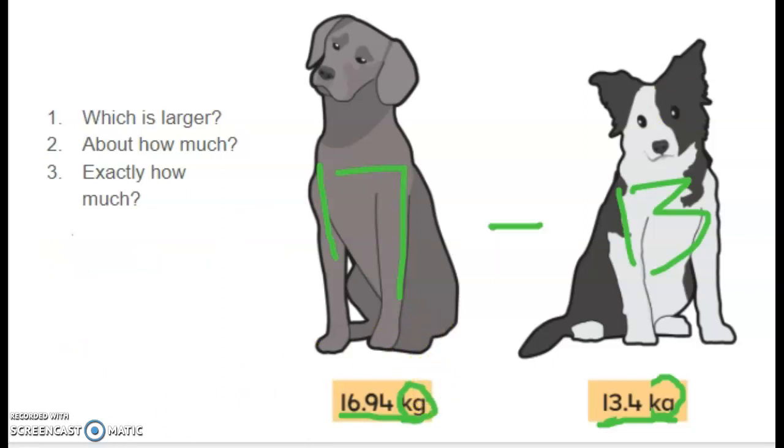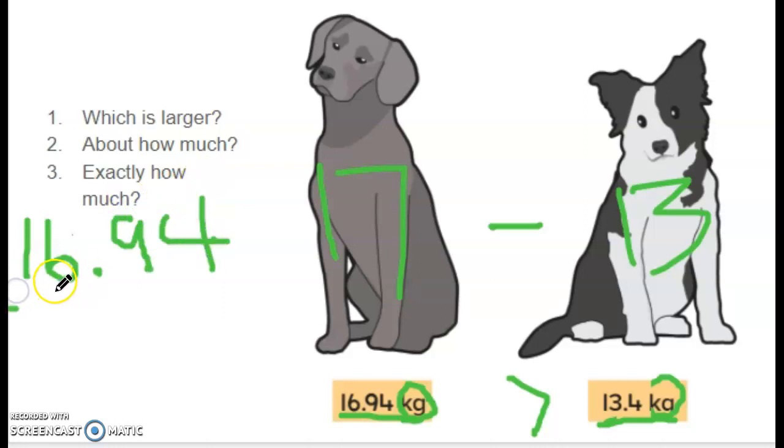So remember, yesterday, when we added and subtracted numbers, the first thing we did was we lined up the place values by writing the larger one on top. So I'm going to do the exact same thing for subtraction. My larger one is going to be 16 and 94 hundredths, which is larger than 13 and 4 tenths. I'm going to write 16 and 94 hundredths on top. And then I'm going to write minus 13 and 4 tenths.